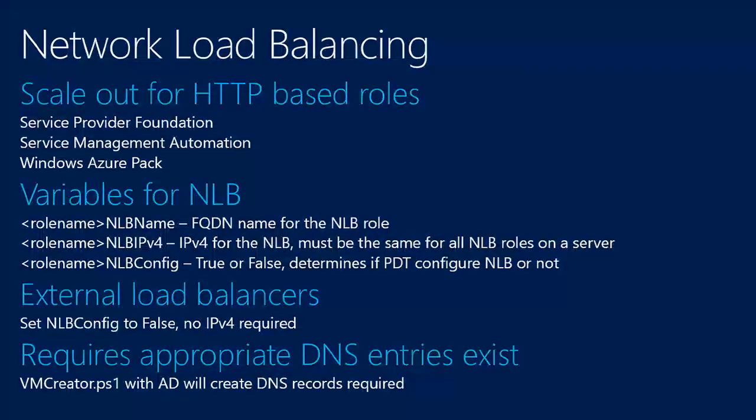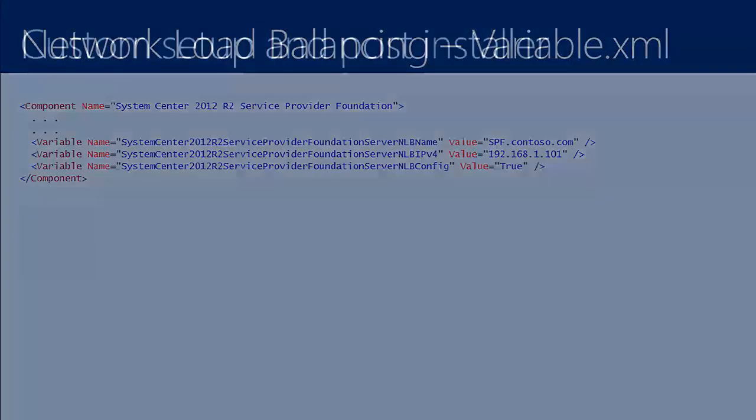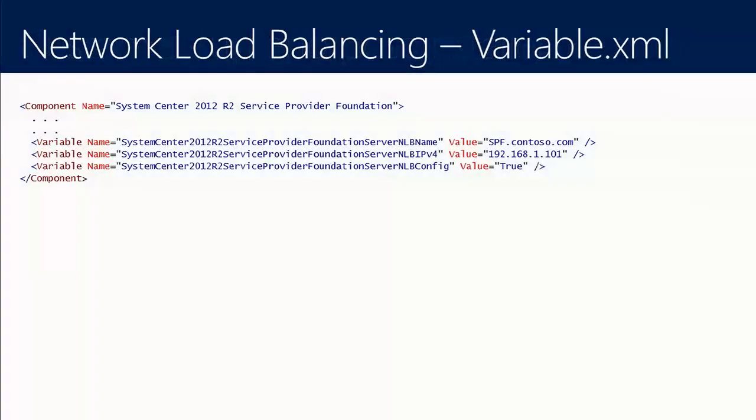It does require that you add the appropriate DNS entry, and there's a validator for that to make sure that those DNS entries exist. As a simple example, I thought I had a highlight on that. So Service Provider Foundation in this example is actually getting installed on SPF 01, but I've changed the load balance name to SPF and told it what IP address to use.